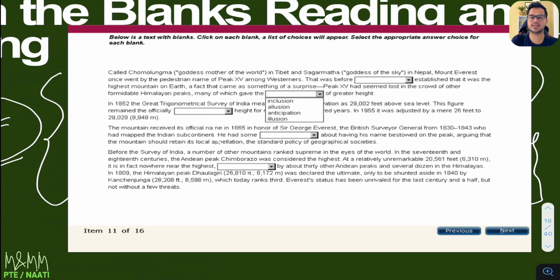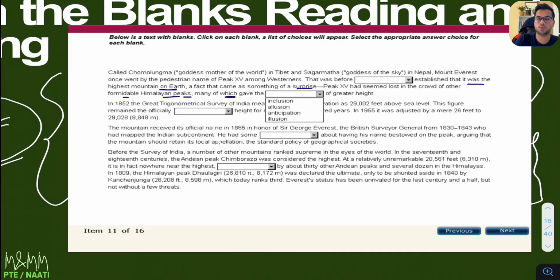Let's do this one example where they have given us 4 options. So we'll read it out from here. It was the highest mountain on earth, a fact that came as something of a surprise. So that means this mountain they're talking about was the highest mountain in the world, but no one even knew about that. We know Mount Everest and all those mountains, but we never heard about Peak 15. So Peak 15 has seemed lost in the crowd of other formidable Himalayan peaks. So basically this mountain has been lost among the other mountains because all of the other mountains are so famous, no one knows about this one.